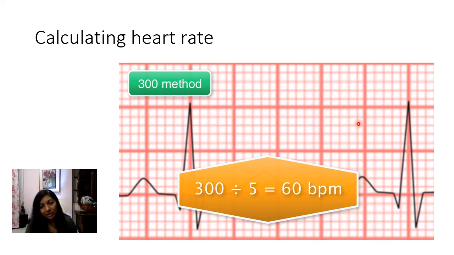So in this diagram, you can see there's 5 big squares between the RR complexes. So if you take 300 divided by 5, you find the heart rate, which is 60 beats per minute, which is just on the border of low heart rate. Normal heart rate is between 60 to 100. So by calculating the heart rate by this method, provided the rhythm is regular, then you can figure out the heart rate, and you can decide whether this patient is bradycardic or tachycardic or has a normal heart rate.